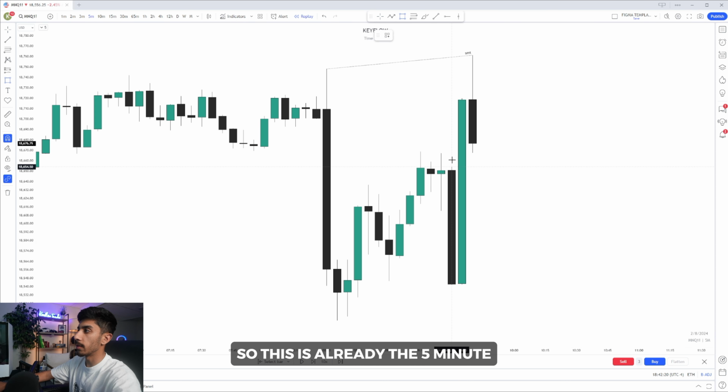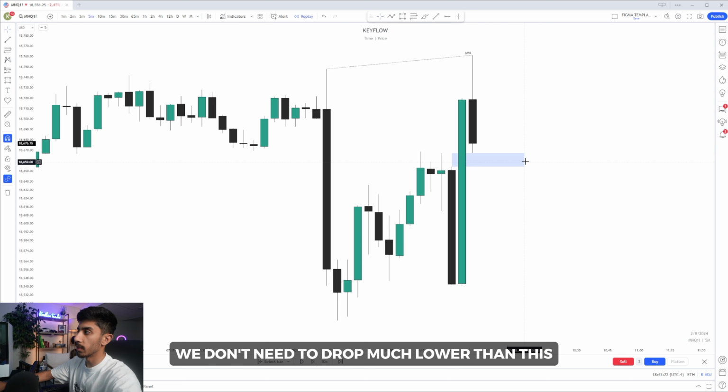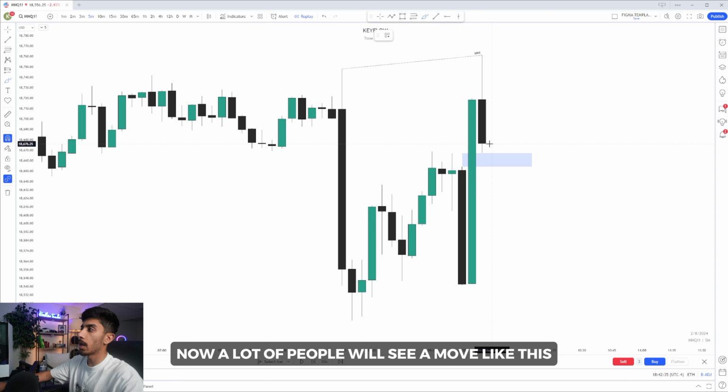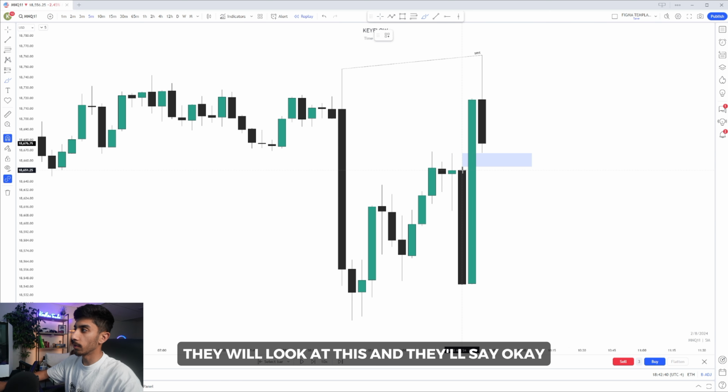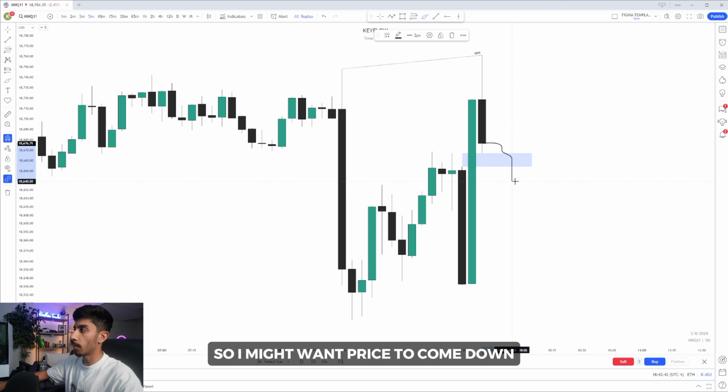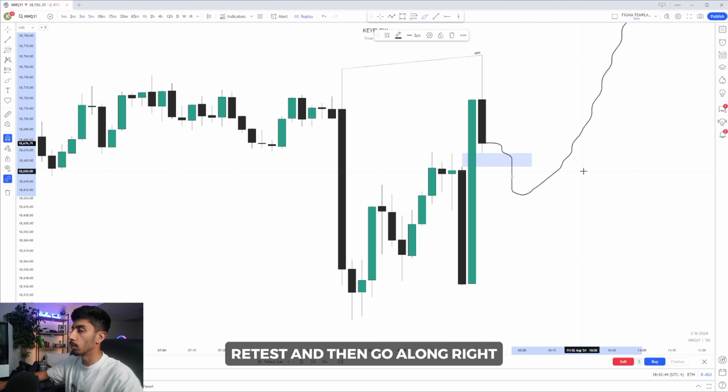So this is already the 5-minute. We don't need to drop much lower than this. We have this fair value gap right here. So I'd want to see price go and inverse this. Now, a lot of people will see a move like this, and this is where things go wrong. They will look at this and they'll say, okay, this is an order block, so I might want price to come down, retest, and then go long, right?